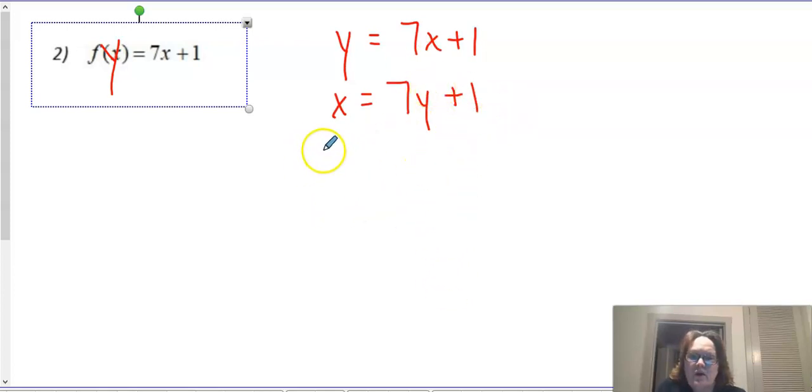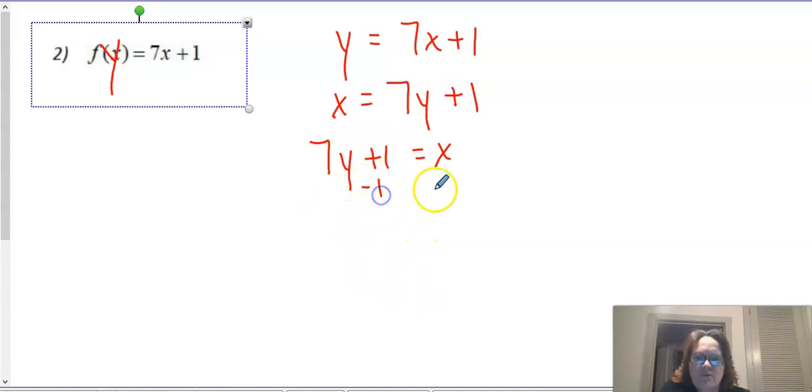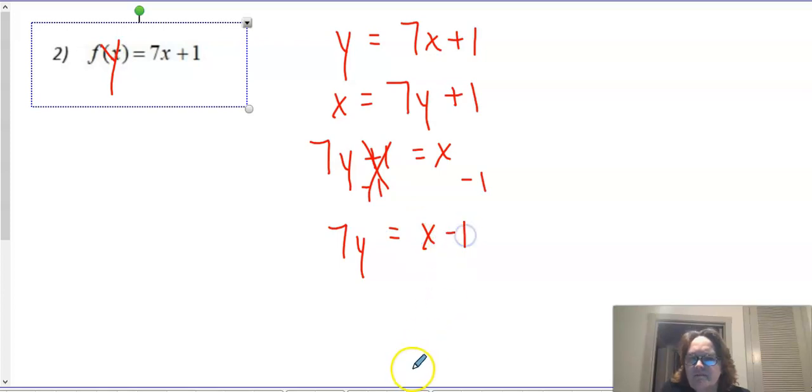You can also rewrite this and move all this over here if that makes it easier for you to have the y on this side. That's fine. Some of you are thinking, why can't I just solve for x? You can, and then you can switch it later if you want to. So let's solve for y. Subtract 1 from both sides. Well, when I subtract 1 from x, I can't combine those in any way. All I can do is rewrite x minus 1. And then I'm going to divide by 7 on both sides.